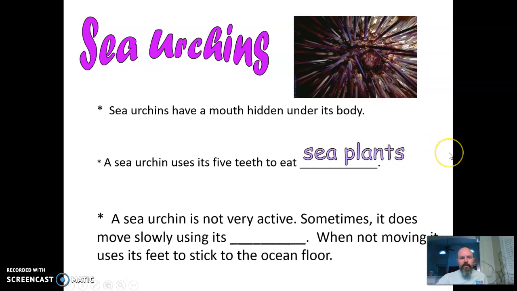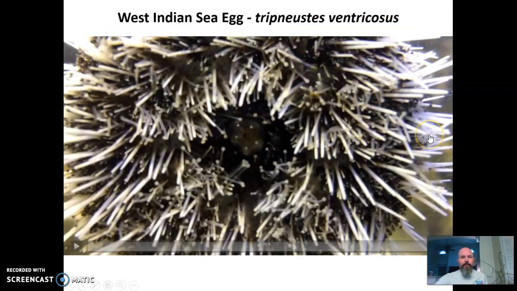Sea urchin is not very active. Sometimes they move slowly using tube feet, and when they're not moving, they'll use the tube feet to kind of stick to the ocean floor. Basically, these guys are kelp grazers. They'll sit and eat kelp, plant in one spot, and just chew apart the branches of the kelp.